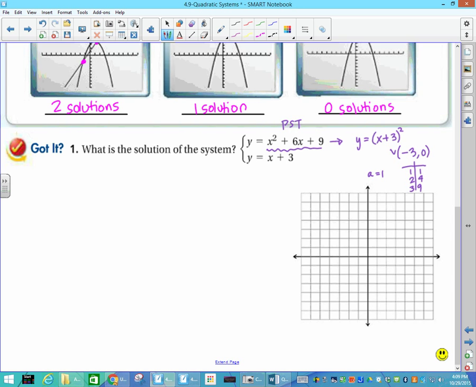Okay, so let's go plot that. So that means I'm going to have negative 3, 0. And remember those key points are over and up from our vertex. So we would go over 1, up 1 in both directions. And then back to my vertex, over 2, up 1, 2, 3, 4 in both directions. Back to my vertex, over 3, up 9. And that's actually off my graph.